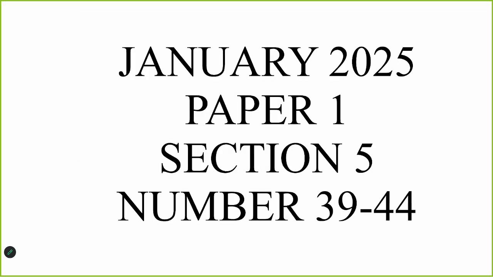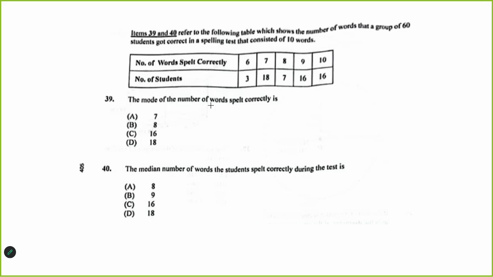Let's look at January 2025. The mode for the number of words, so the most popular word spelled correctly, we have 18 persons spelling 7 words correctly. So 7 is your answer. The median number of words spelled, sorry.